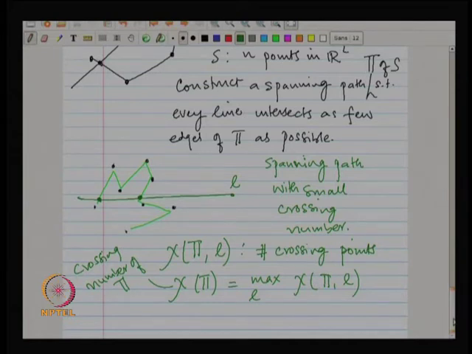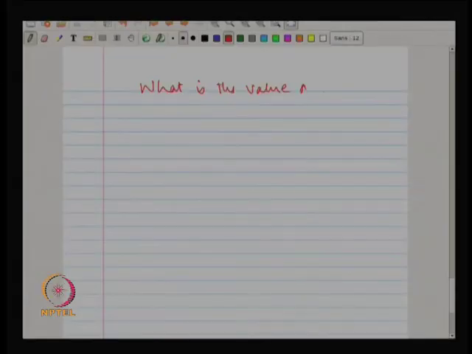Now, what you want to do is, given a set of points, you want to construct a path that minimizes this quantity, the maximum number of lines crossing. So, the question you ask is how large chi of S will be. What is the value of chi of S? Does anyone want to make a guess?